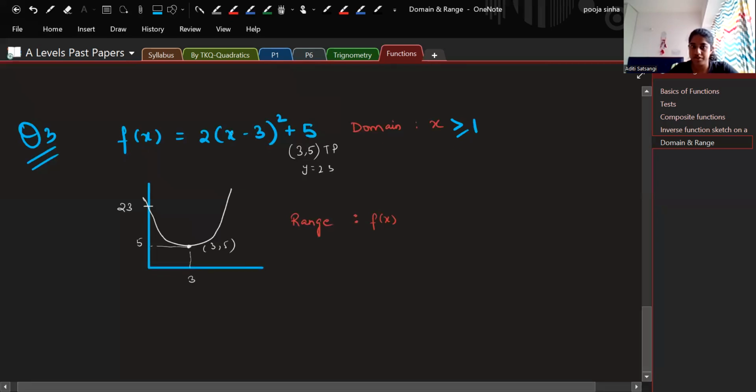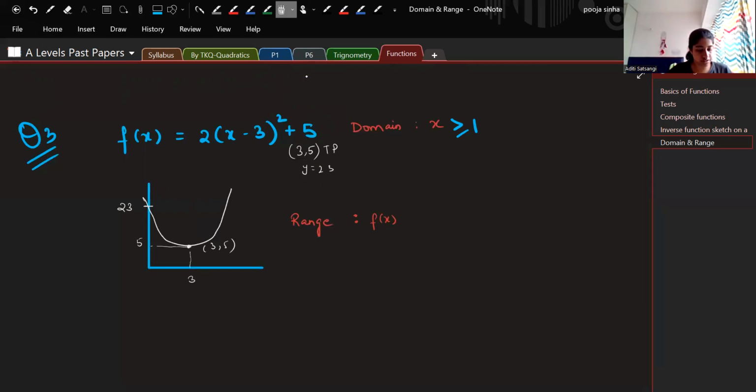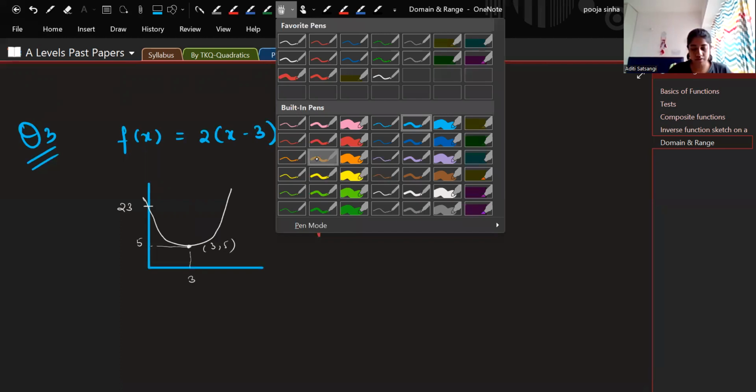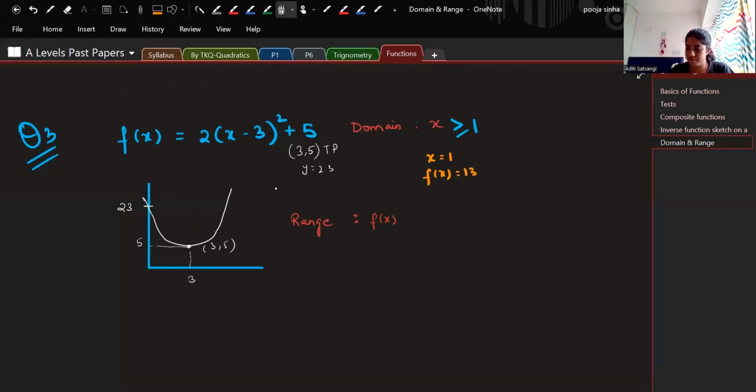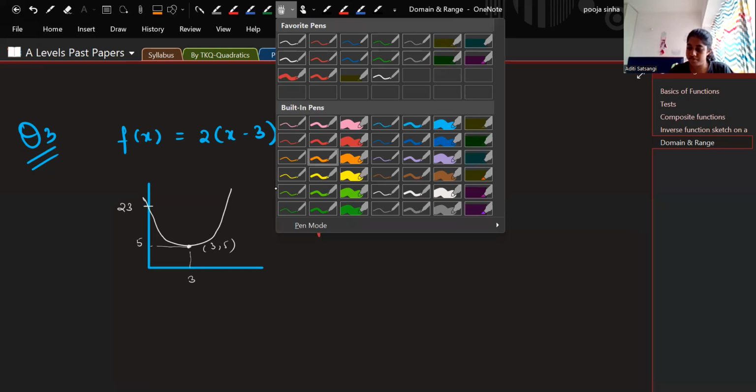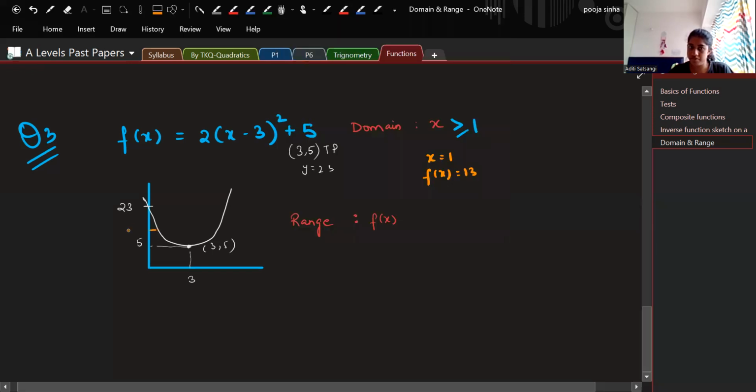Now for that, do a little calculation and tell me what value you get at 1. When x is equal to 1, what is the f(x) value? Okay. So when x is equal to 1, the f(x) you get is equal to 13. That you just calculated, right? Now let's check, meaning the value is starting only from 13. So I need to mark that 13 somewhere here. 13 is here, this is it.